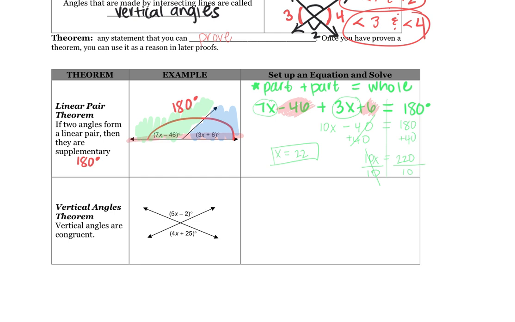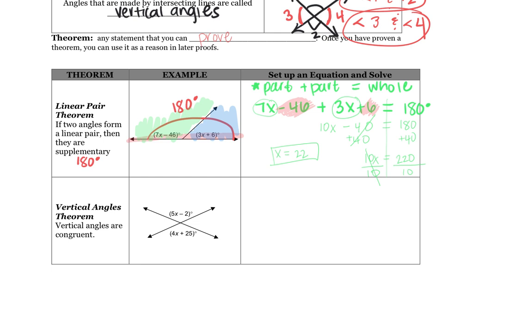All right, so we have this theorem, the linear pair theorem, where if we have two angles right next to each other and they're forming a line, we know that they're supplementary, which means they form 180 degrees. Okay, so we created an equation here because they wanted us to solve for x.